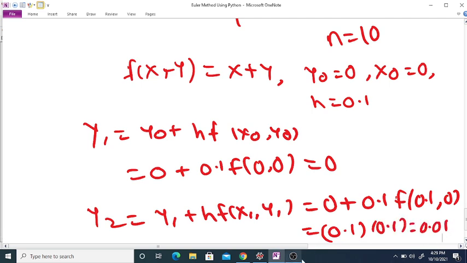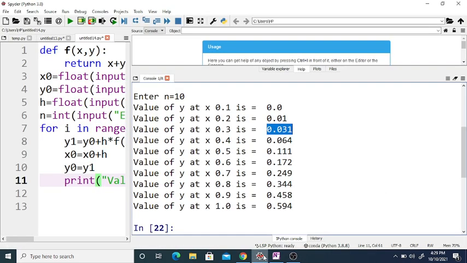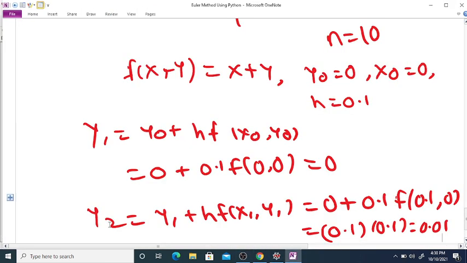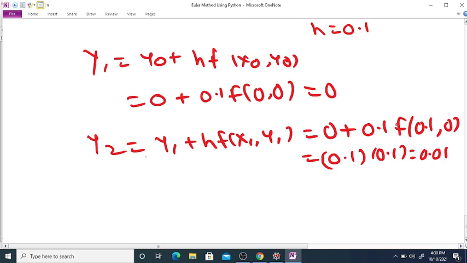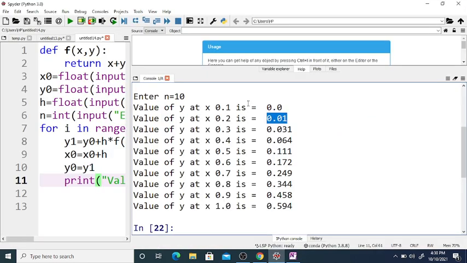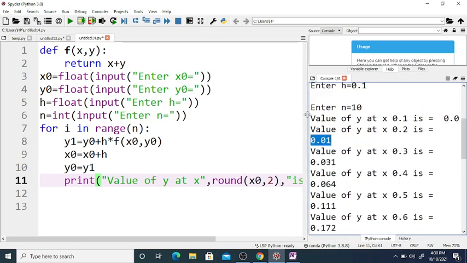And now you can see here it is 0.01 at 0.2. Okay, y2, that is y at x2, the value at 0.2, is equal to 0.01. And you can observe here that from Python we also get the value of y at x is equal to 0.2 is 0.01. Now we are going to calculate the error.